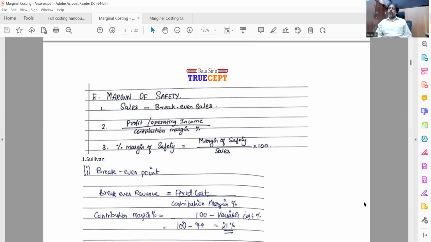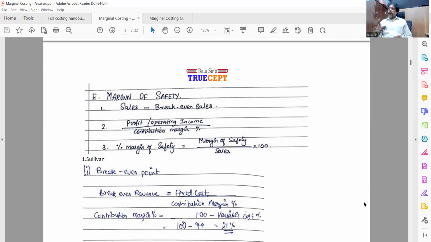Another formula is profit or operating income divided by contribution margin percentage. You can check now. Take a calculator. What is 1,08,000 divided by 0.4 or 40%? You get 2,70,000 rupees as your margin of safety. Any other equation? No, sir, but there is a note about percentage.